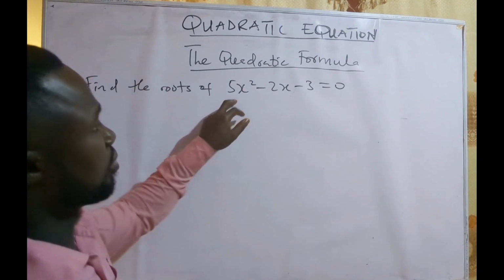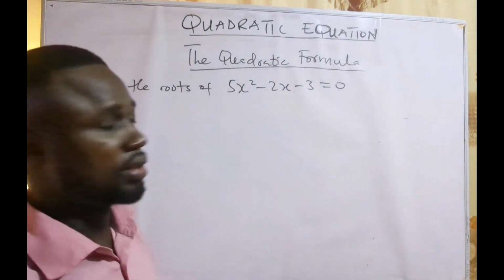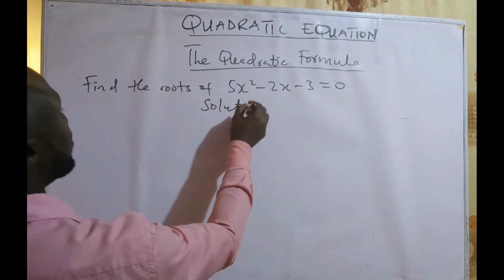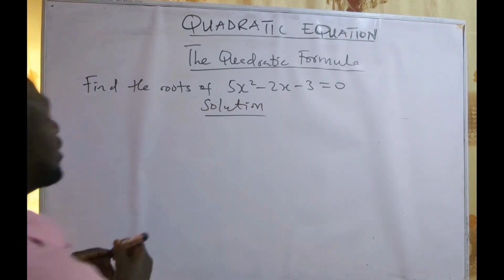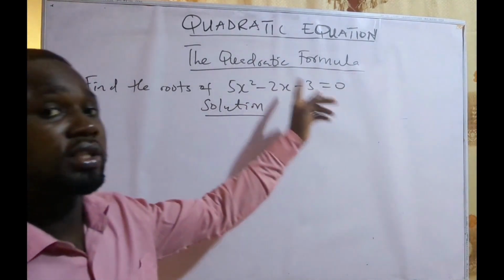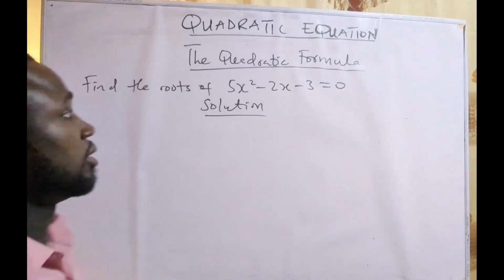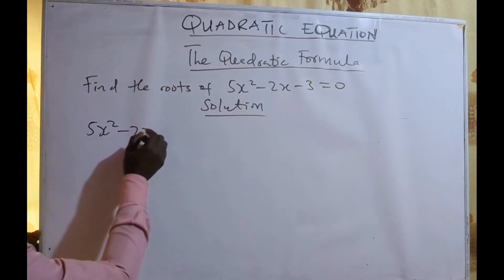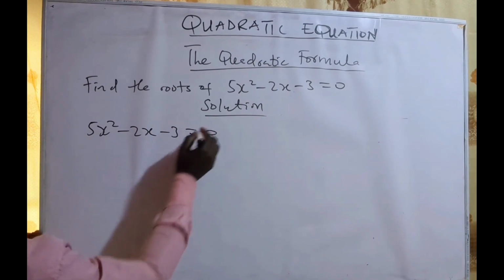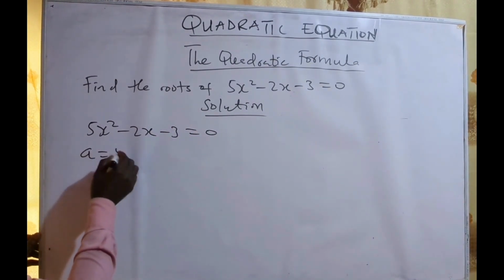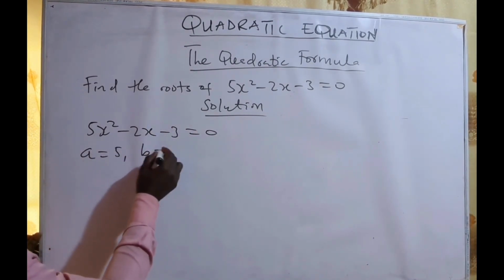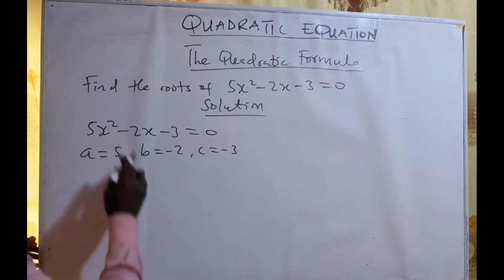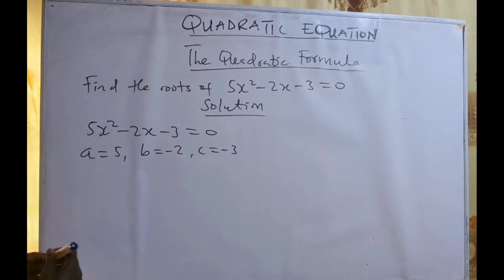Find the root of 5x squared minus 2x minus 3 equal to 0. Okay. So the roots are the two values of what? The two values of the x that will satisfy this particular equation. That is the root. So we have 5x squared minus 2x minus 3 to be equal to 0. So what will be my a? 5. My b? Negative 2. And then my c? Negative 3. So my b is negative 2, my c is negative 3.